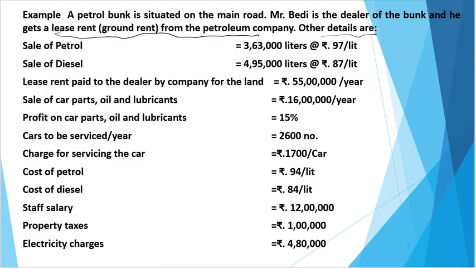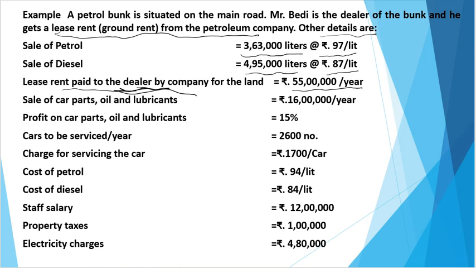Sale of petrol: 3,63,000 liters of petrol are being sold in a year at the rate of 97 rupees per liter. Diesel is 4,95,000 liters at the rate of 87 per liter. Lease rent, which is paid to the dealer by the company, is 55 lakh per year.